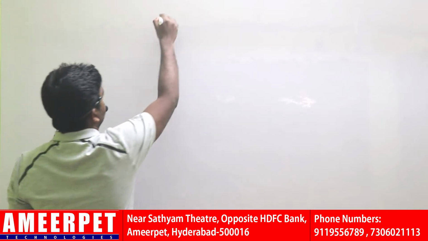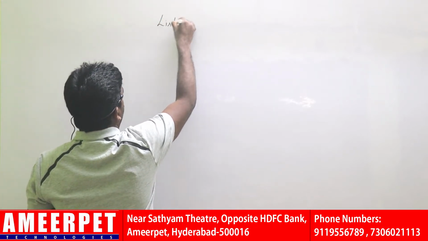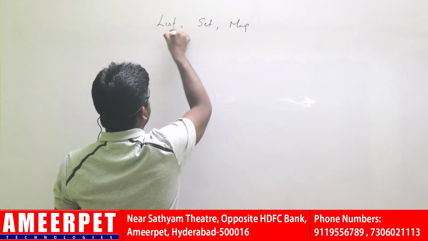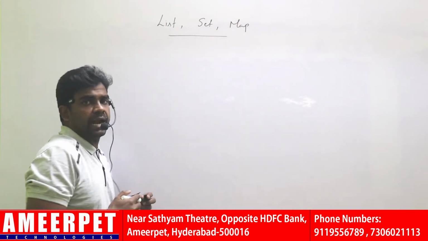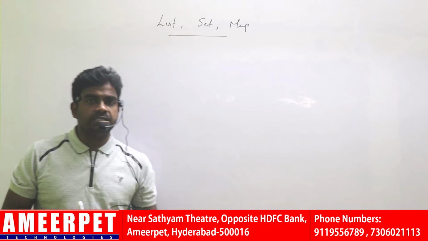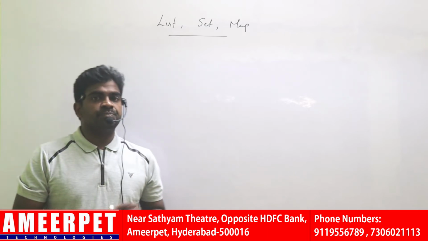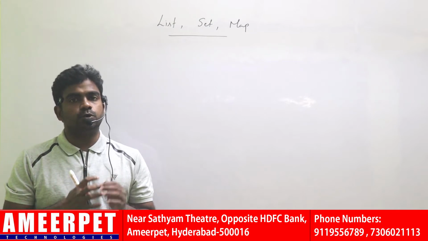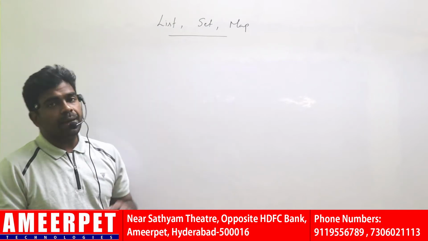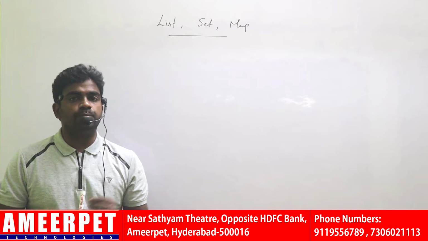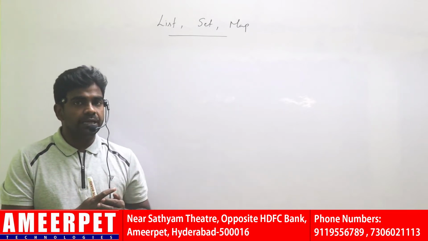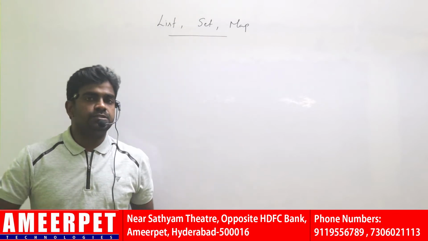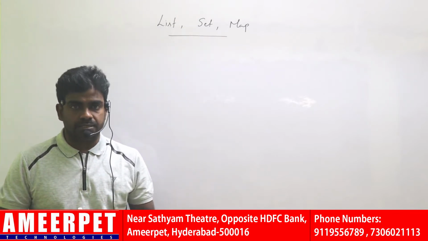We know the differences between list, set and map. List is index based and allows duplicates. Set is not index based and doesn't allow duplicates; it will store only unique values. And map stores the values with the help of keys, where keys are unique and values can be duplicated. We know all these three. In the collections framework, we discussed all these things briefly.